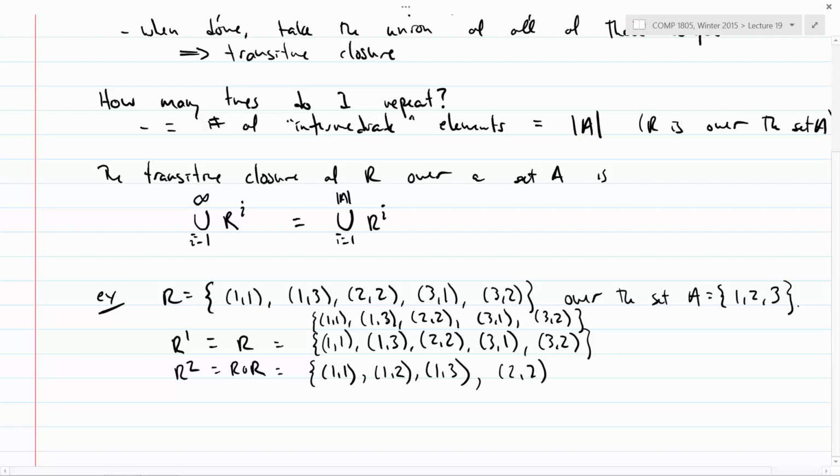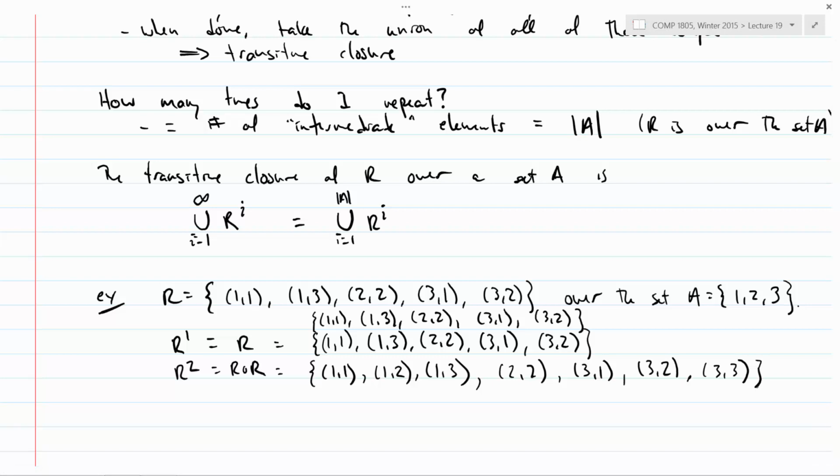Right, I have 3,1 and 1,1, so I keep my 3,1. Do I have a 3,2? How do I get 3,2? So 3,2 and 2,2 gives me 3,2. Yep. And do I have 3,3? 3,1 and 1,3 gives me 3,3. Good. So that's r squared. So I'm making some progress.